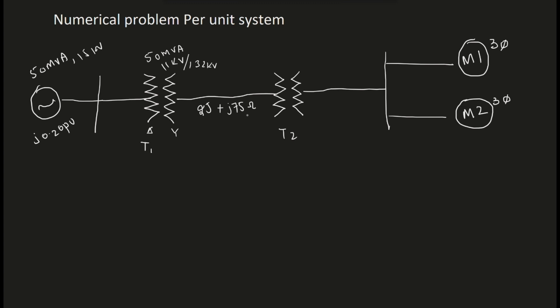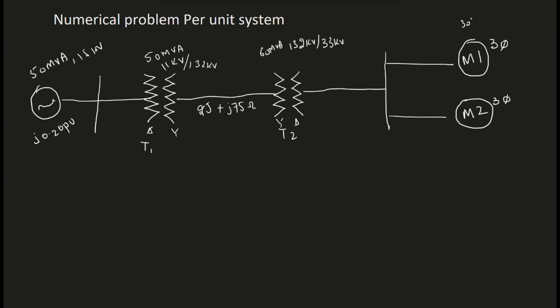Moving forward, we have another transformer, which is Y-delta connected, and its rating is 60 MVA, 132 kV. It steps down 132 kV to 33 kV. After that we have a bus bar and two loads connected, M1 and M2, motor 1 and motor 2, both three phase motors.